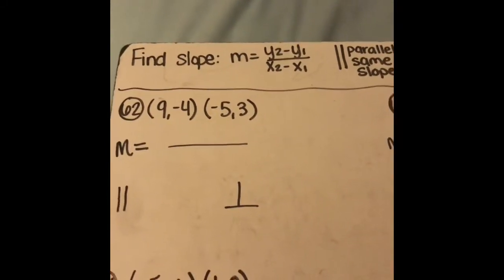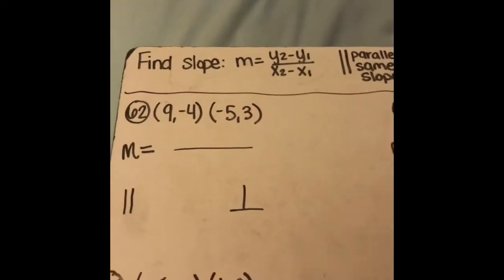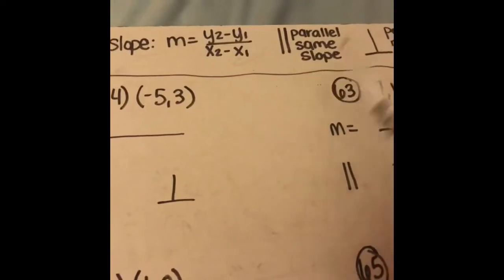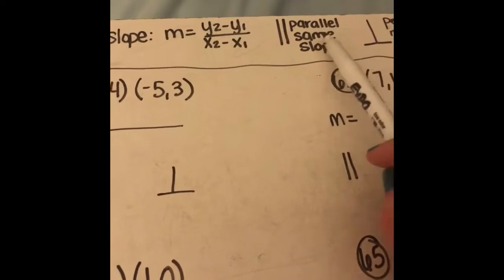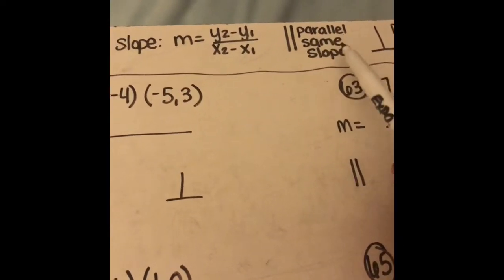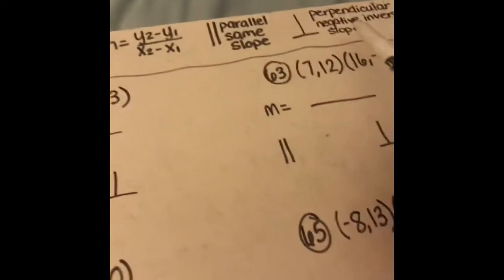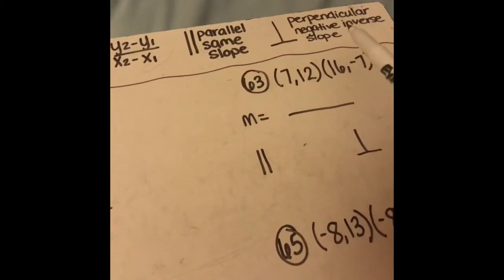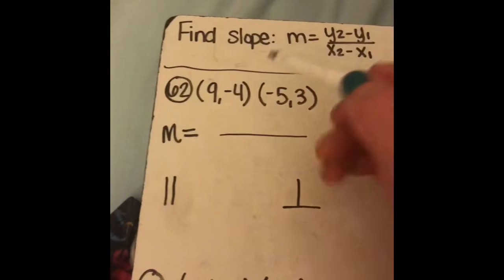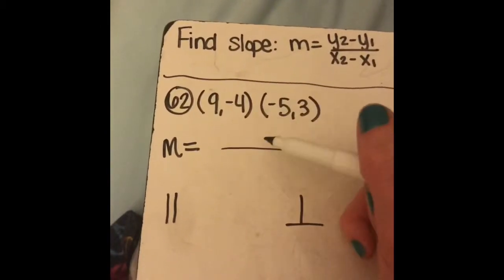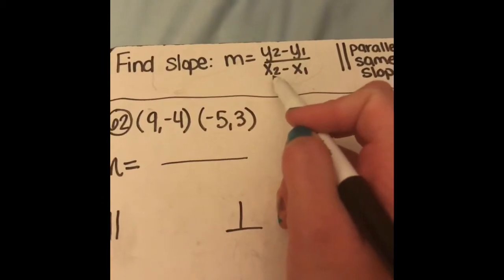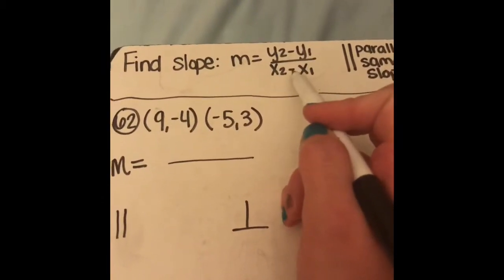Okay, so for 62 through 67, first you need to find the slope for each one. And then after you find the slope, if it's parallel, then it has the same slope. And if it's perpendicular, that means it's the negative inverse of the slope that you find. So first let's start with, remember, it's y2 minus y1 divided by x2 minus x1.